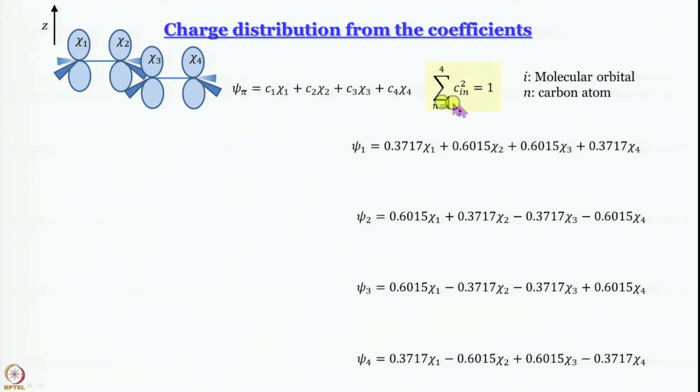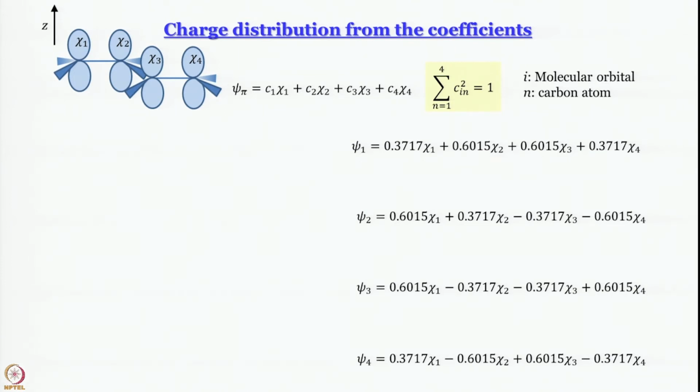So, C_in, what is that? C_in is the coefficient of the ith molecular orbital in the nth carbon atom. So, for example, this minus 0.3717 is the coefficient of molecular orbital number 3, very bad example, in carbon atom number 3. So, it is C_33. Let us take this one, that is better. Minus 0.6015 is the coefficient of molecular orbital number 4 in carbon atom number 2. So, it is going to be C_42. Okay? I hope you have understood.